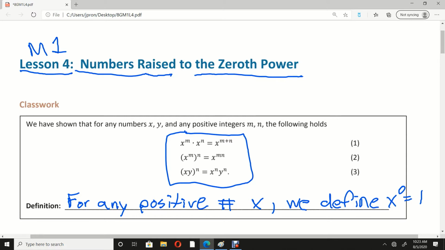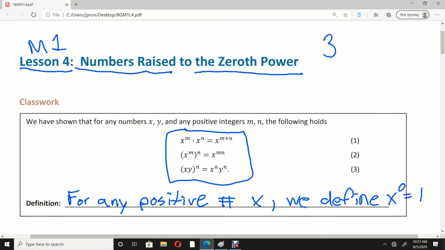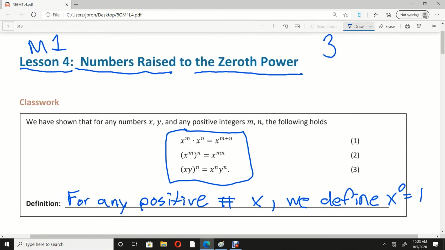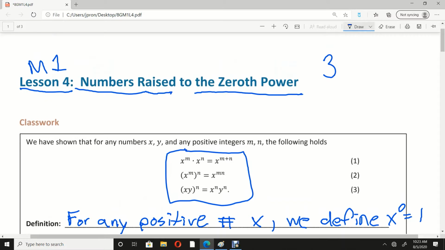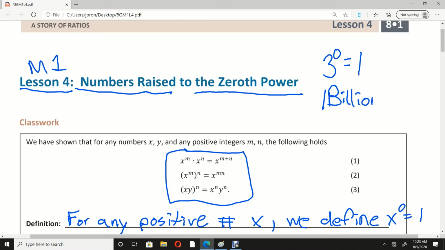So what this means is that any positive number, take for example 3, let's say 3 to the 0th power, what is that going to equal, guys? What did we say that equals? 3 to the 0th power equals what? It's going to equal 1. What about a billion? A billion to the 0th power. What does that equal? That equals 1, right? These are both positive numbers raised to the 0th power. That equals 1, all right?